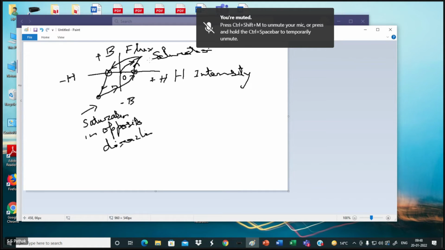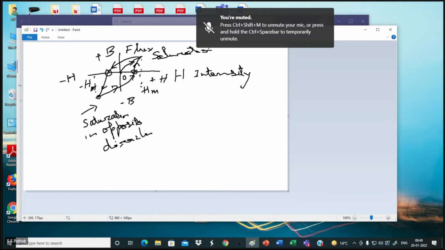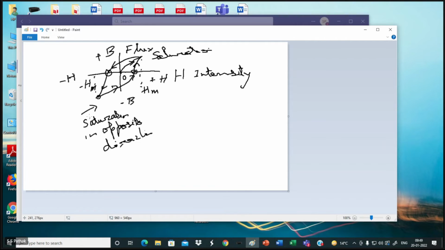So the saturation takes place at what point? That is some value of your H. We call this Hm, the magnetic intensity at which it has become saturated, and this one is minus Hm, the negative intensity at which it has got the opposite saturation point.